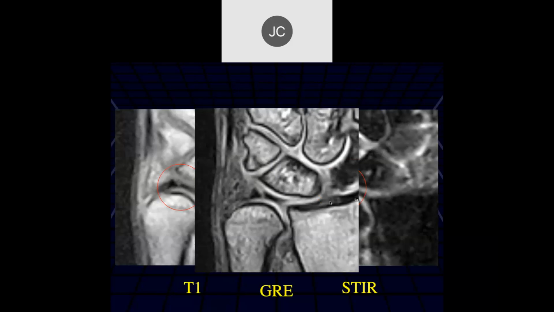If we go to the gradient echo images, that area looked like this. Okay. So full thickness perforation there. And this was a full thickness perforation right there.